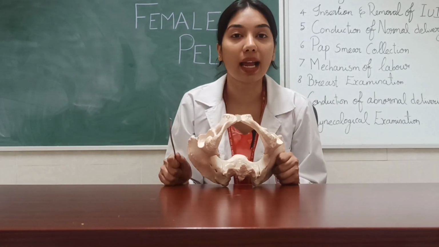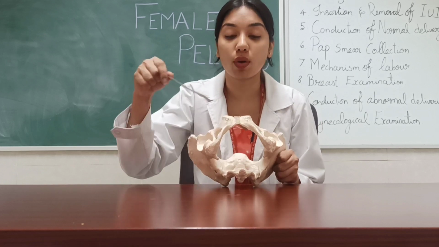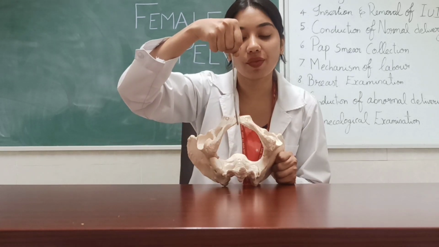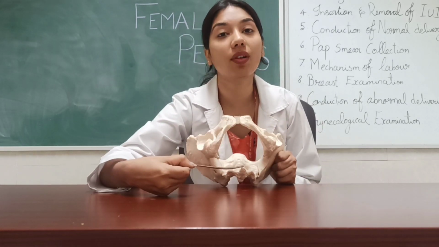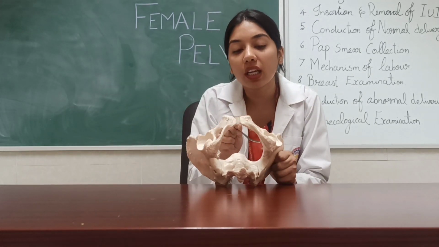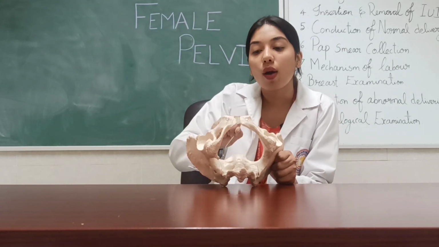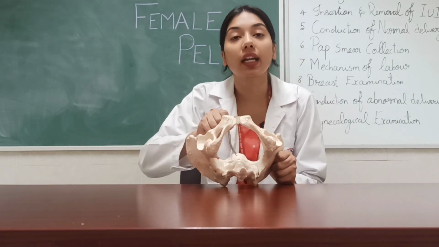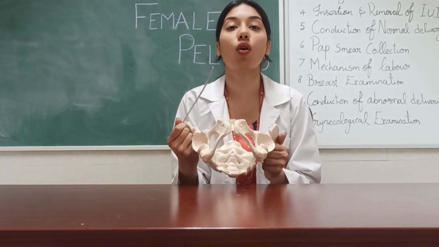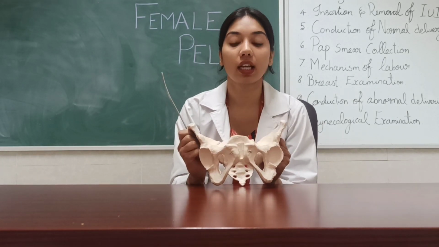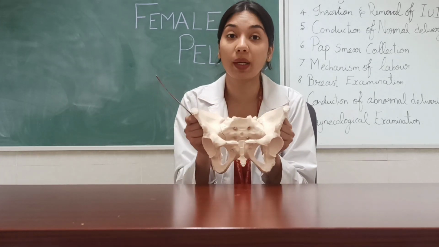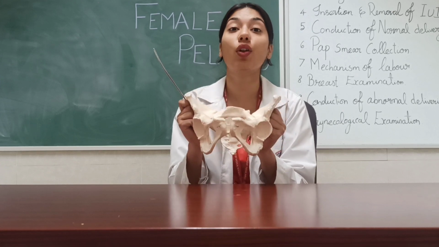And there are also diameters of the outlet. The anterior posterior diameter extends from the lower border of the symphysis pubis to the tip of the coccyx, and it measures around 13 centimeters. The transverse diameter extends between the inner parts of the ischial tuberosities, and it measures 11 centimeters. So this is all about the female pelvis. We have learned about the anatomy, the joints of the female pelvis, the landmarks over the brim, the pelvic inlet, the pelvic cavity, and also the pelvic outlet.